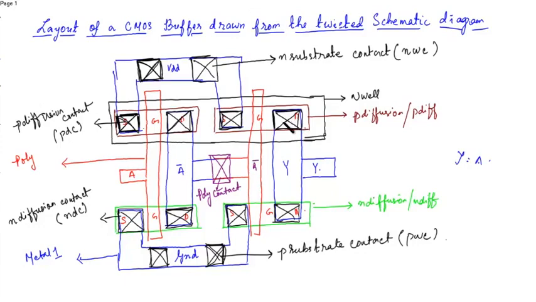Then we have the output from the second inverter, that is obtained at the drain, that is Y. The sources of the PMOS are connected to VDD, sources of the NMOS connected to ground. All the contacts are placed in substrate and diffusion layer. Now we'll see the layout of a CMOS buffer that is drawn from the normal schematic.